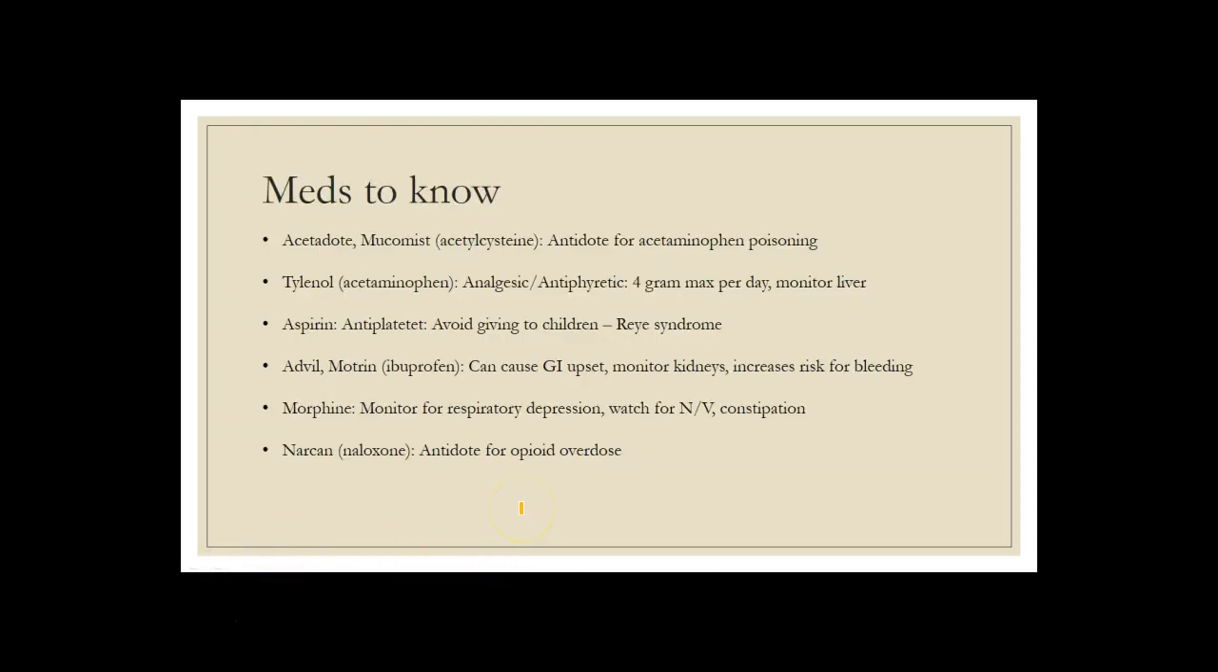So the meds you need to know: your antidotes for acetaminophen poisoning, know Tylenol, know your aspirin, not to give that to children, know your NSAIDs, your Advil, your Motrin, your ibuprofen, know that it can cause GI upset, morphine, monitor for respiratory depression, watch for nausea and vomiting and constipation, and Narcan, naloxone, which is an antidote for opiate overdose. These are just kind of a short list, but make sure you are familiar with these meds.